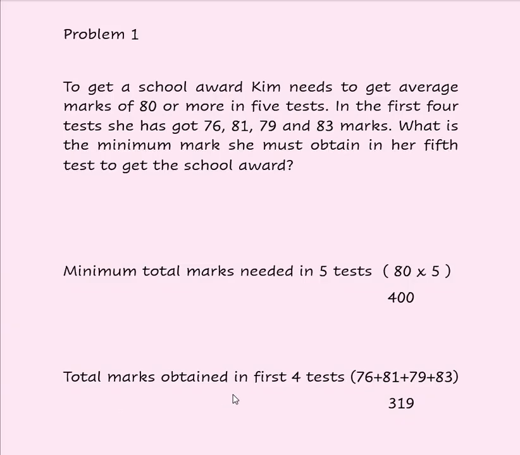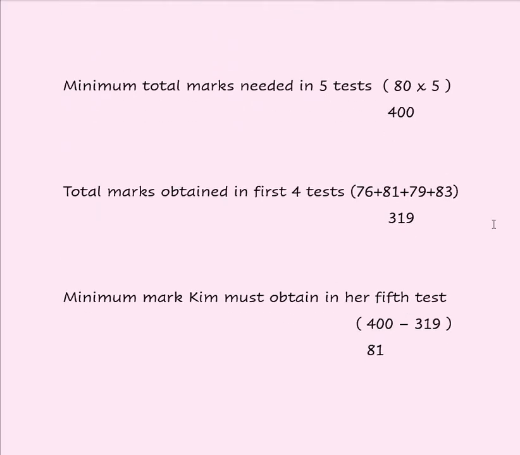Total marks obtained in the first 4 tests are given, which is 76 plus 81 plus 79 plus 83, which gives us a total of 319. So if we subtract 319 from 400, we will get the mark Kim must obtain in her 5th test to get the average of 80 or more.